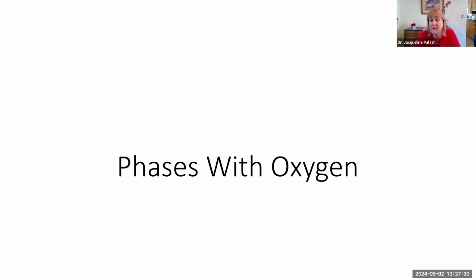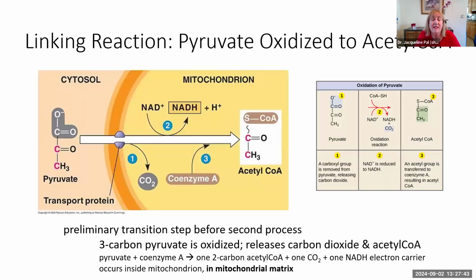Now that we are in the middle of cellular respiration, let's talk about the phases that occur in the presence of oxygen. So we finish glycolysis and we have 2 3-carbon molecules. The next thing that's going to happen is a linking reaction where we're going to take that pyruvate and change it to a compound known as acetyl-CoA. This is going to release carbon dioxide and it's going to give us another electron carrier. So each of the pyruvates is going to give us an acetyl-CoA.